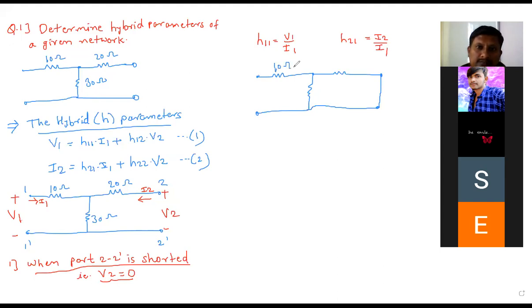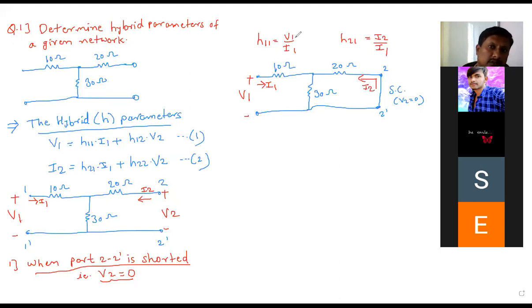This is 10 ohm. This is 20 ohm. This is 30 ohm. This second port is shorted. Short circuit, that is V2 equal to 0. Now the remaining parameters you can show here. This is plus minus V1, it is I1. Next, this current is I2.